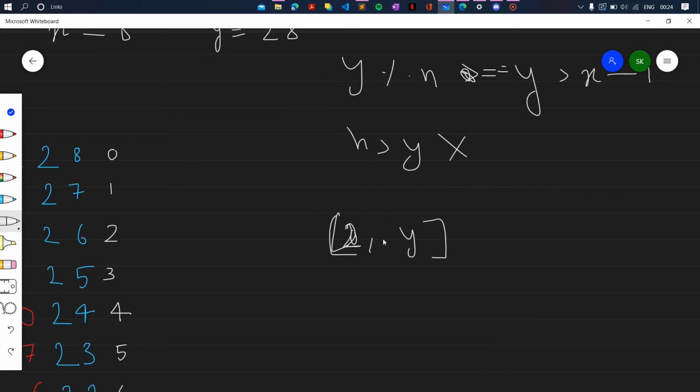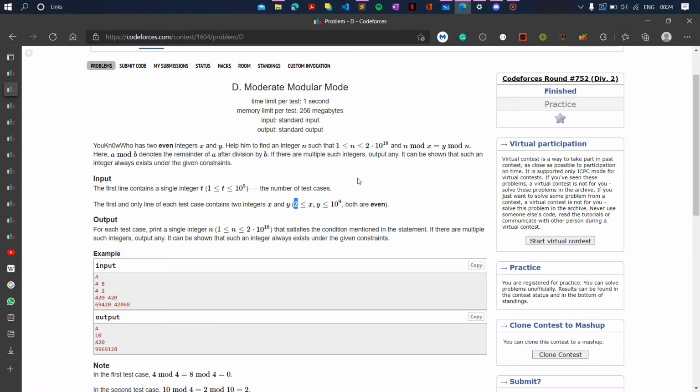Now, how will we find our answer? The first process could be to brute force all the values from 2 to y and just check if we are getting our answer. But that would give a TLE because y can go up to 10 to the power 9. So that would give a time limit exceeded.